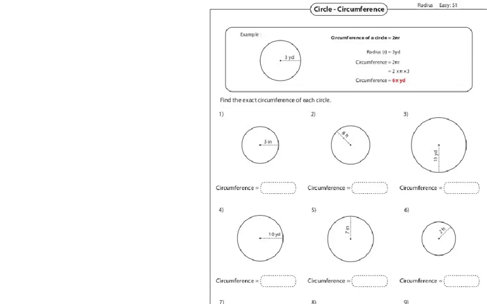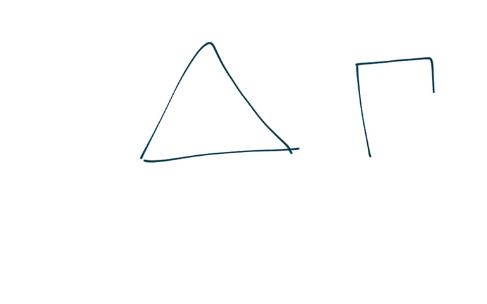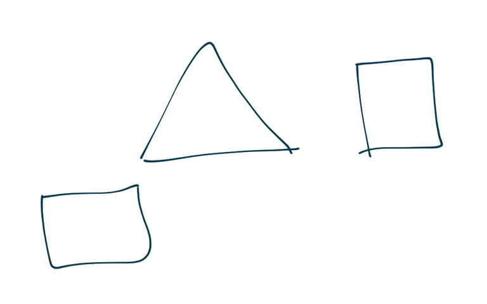Okay, on the left-hand side of the paper, I want you to take some notes. So we're going to go over what circumference actually is. And before we do that, let's talk about perimeter. Perimeter is when you find the outside of any shape that's not a circle.